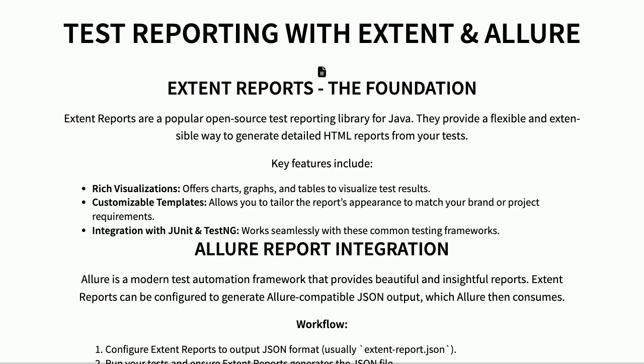But to take things way up a level, we often use Allure. Allure is like a super-powered reporting engine that takes the data from Extent Reports, specifically its JSON output, and turns it into truly beautiful and interactive reports. It's all about making testing more transparent and easier for everyone involved.